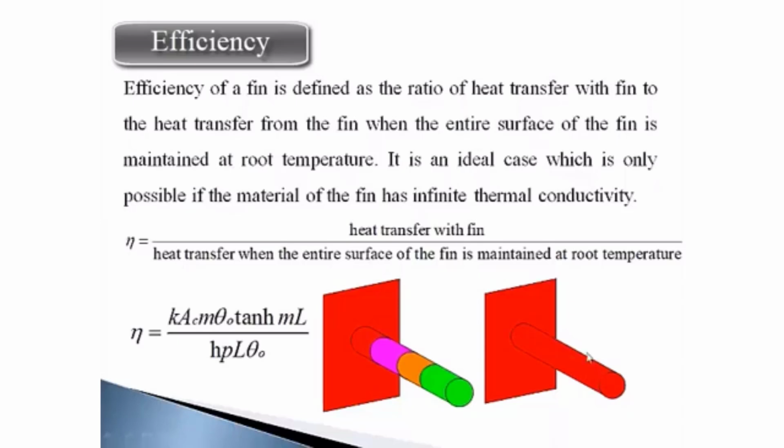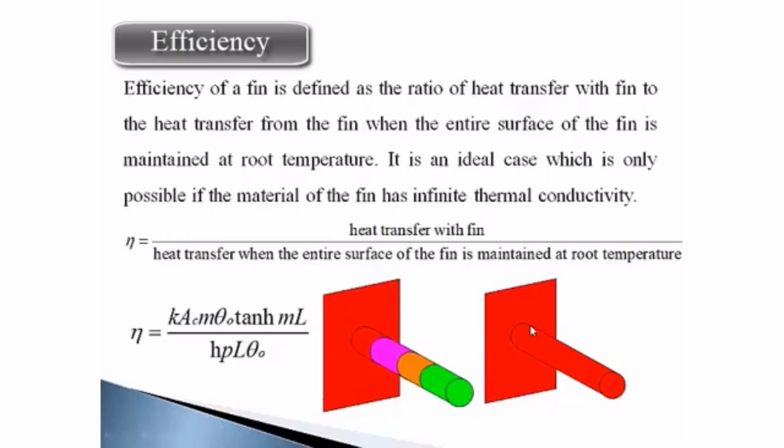That is what we are mentioning by this heat transfer when the entire surface of the fin is maintained at root or base temperature. If you can maintain the entire surface at the base temperature, this fin is going to be much more efficient than this fin, which has the temperature dropping towards the end. This is possible when you have a very high thermal conductivity. Theoretically, it is possible only when we have infinite thermal conductivity.